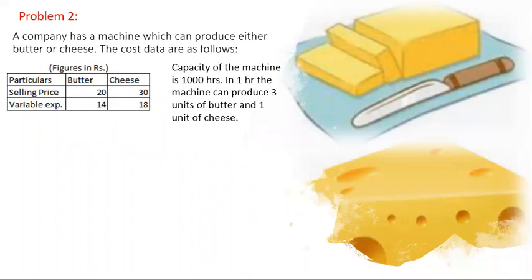A company has a machine which can produce either butter or cheese. The cost data are as follows. The selling price of butter is rupees 20 and cheese is 30. The variable expenses for producing butter is 14 and for cheese is 18. Capacity of the machine is 1000 hours. That implies that the machine cannot work more than 1000 hours. In 1 hour, the machine can produce 3 units of butter and 1 unit of cheese.